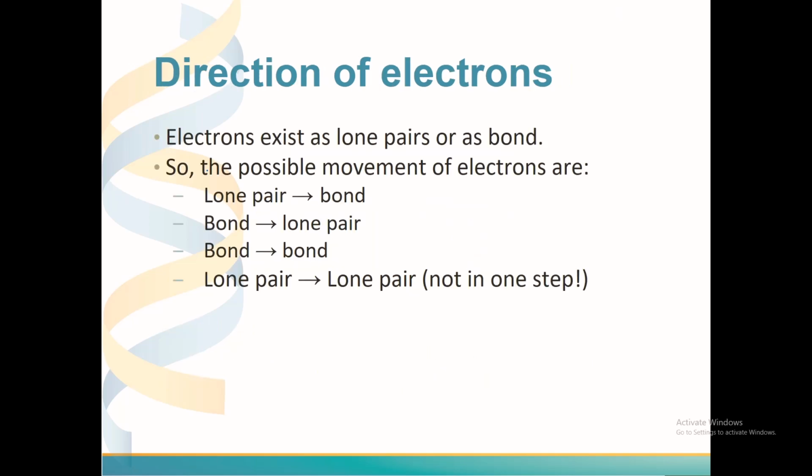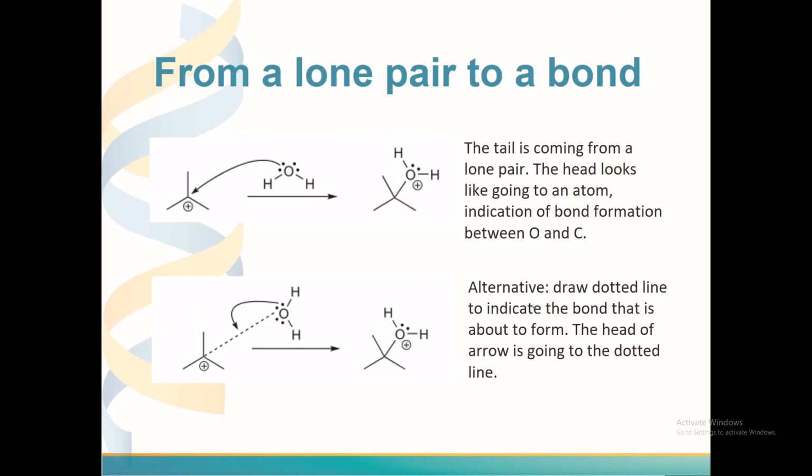The diagrams of electrons. Electrons exist as lone pairs or as bonds. So there are two possibilities. Therefore, the possible movements of electrons are from a lone pair to a bond, from a bond to a lone pair, from a bond to another bond, and lastly from a lone pair to a lone pair, although this one could not be achieved in one step. Now let's see examples of them.